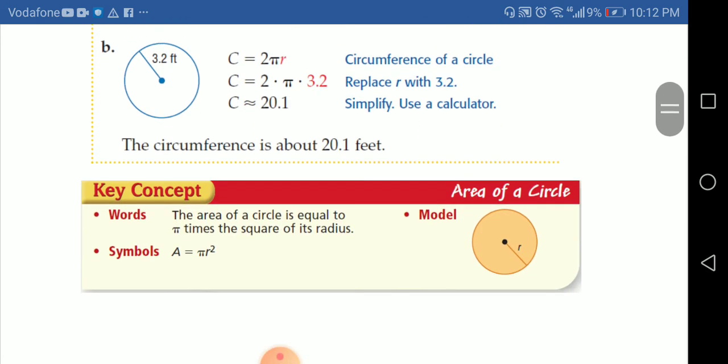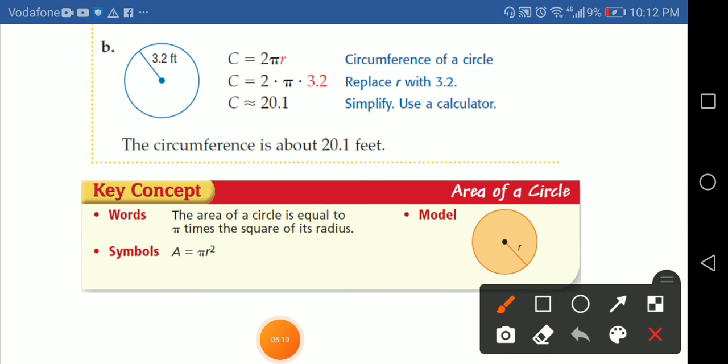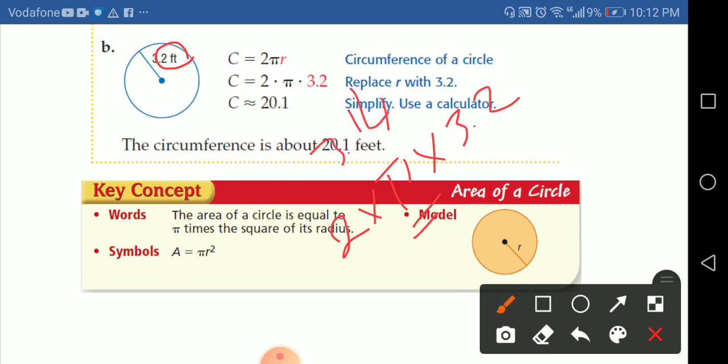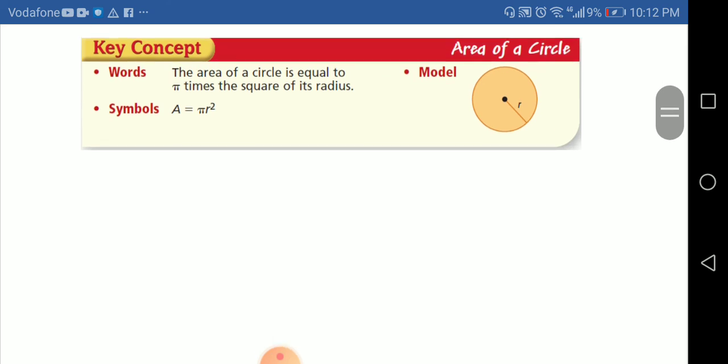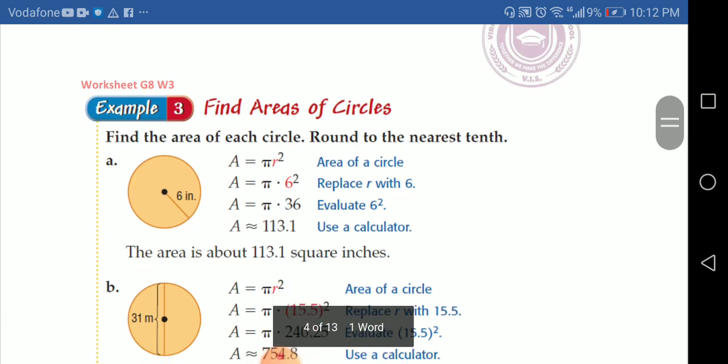What about this one? He asks me to find the circumference. We know that it is 2 pi r because we got here the radius. So 2 times pi times 3.2. You can use the calculator, or we can say pi is 3.14 or 22 over 7. Okay, I have here the area of the circle, pi r squared. So this is easy now.